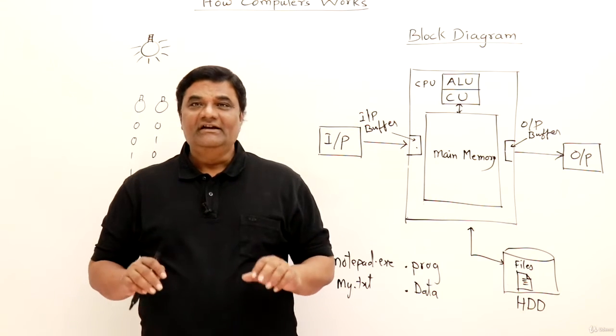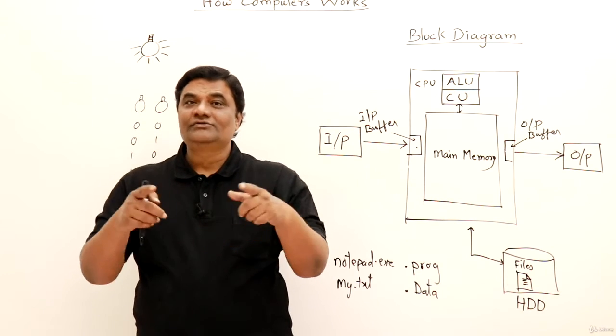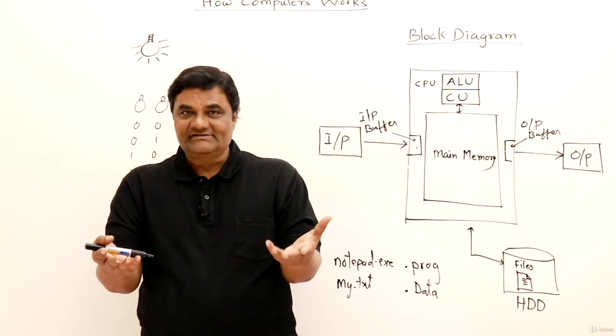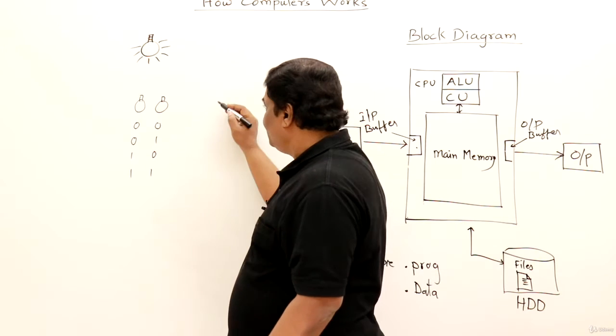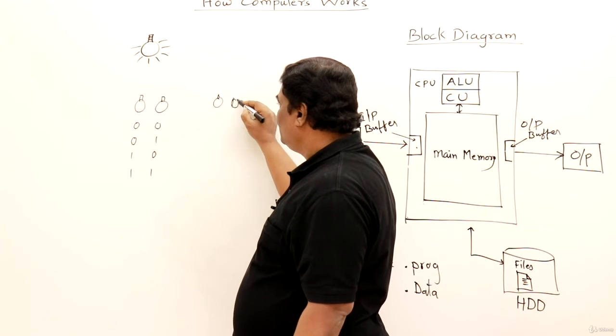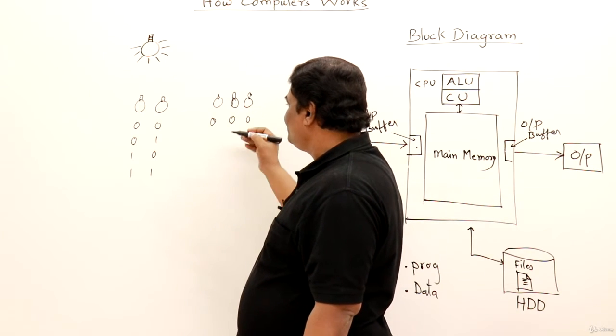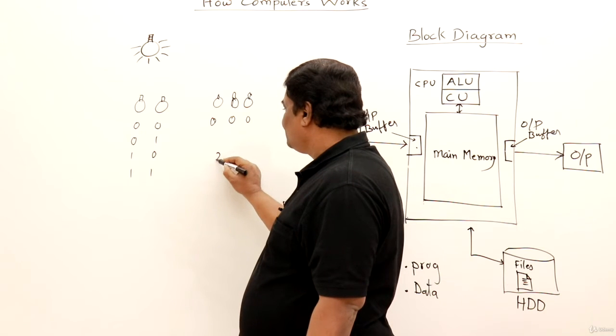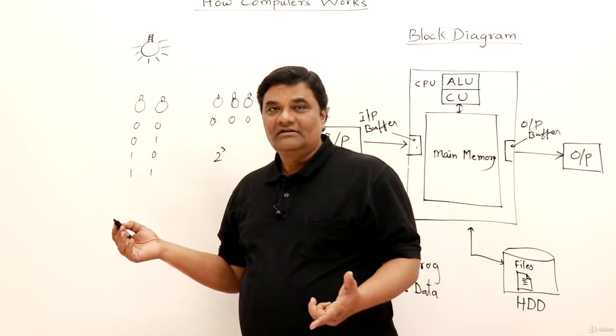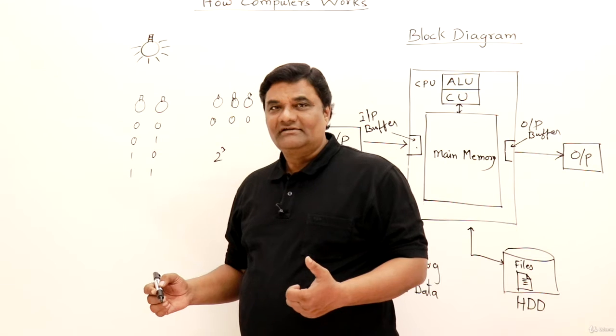So same thing. Similarly, we can use two bulbs for giving more messages. So if there are three bulbs, then what? If there are three bulbs, like I'm just scribbling, 0, 0, 0. Total, how many possibilities are there? This is 2 power 3. 8 possibilities are there. Right?